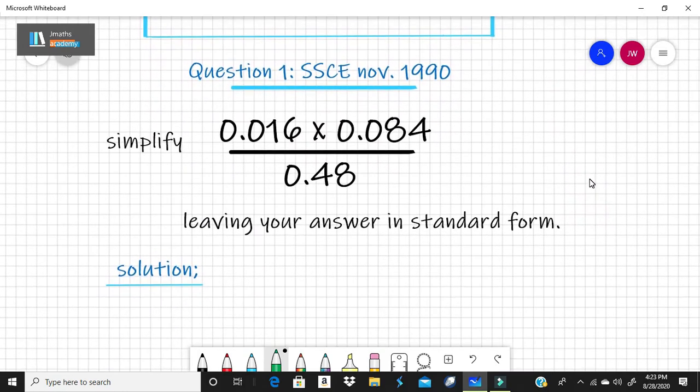The question says, simplify 0.016 multiplied by 0.084 over 0.48. In questions like this, you are not expected to use a calculator to get your answer immediately. You're expected to work your way down to the answer because your workings are actually the important part. So let's go right into the solution.